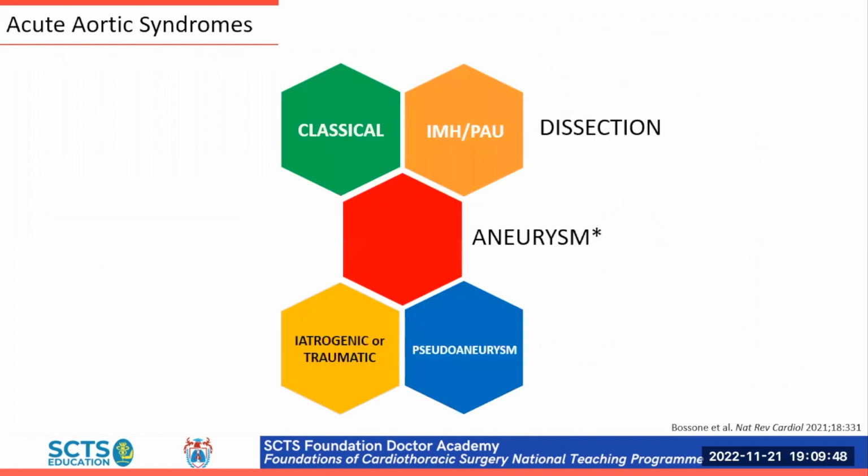Classification. In essence, we can classify the acute aortic syndrome in 2 main groups: the dissection, which involves the classical type A acute aortic dissection, intramural hematoma and penetrating ulcer, and aneurysm. With the term aneurysm, we don't mean the elective aneurysm, but the impending rupture of an aneurysmal aorta. And there is a minority of acute aortic syndromes that are due to iatrogenic causes, trauma, or also a result of a pseudoaneurysm, especially following previous open heart surgery.